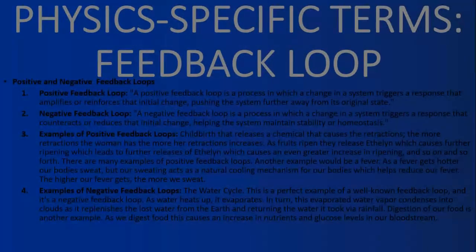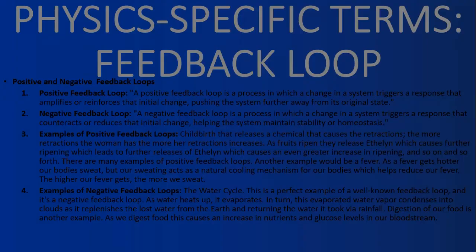Let's talk about positive and negative feedback loops. A positive feedback loop is a process in which a change in a system triggers a response that amplifies or reinforces that initial change, pushing the system further away from its original state. A negative feedback loop is a process in which a change in a system triggers a response that counteracts or reduces that initial change, helping the system maintain stability or homeostasis.